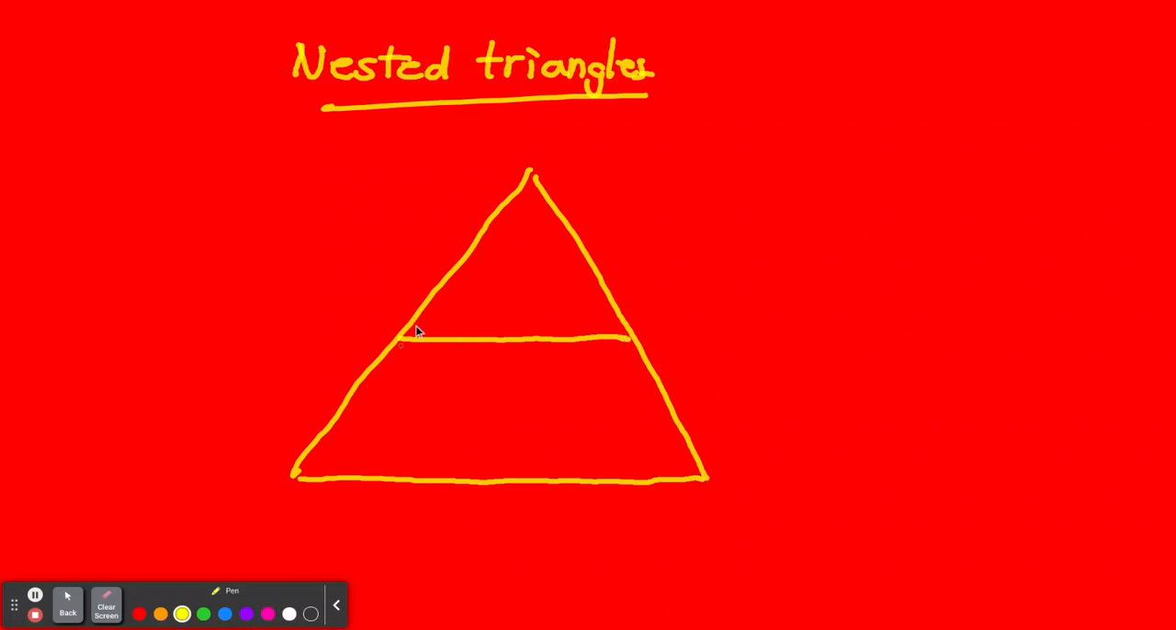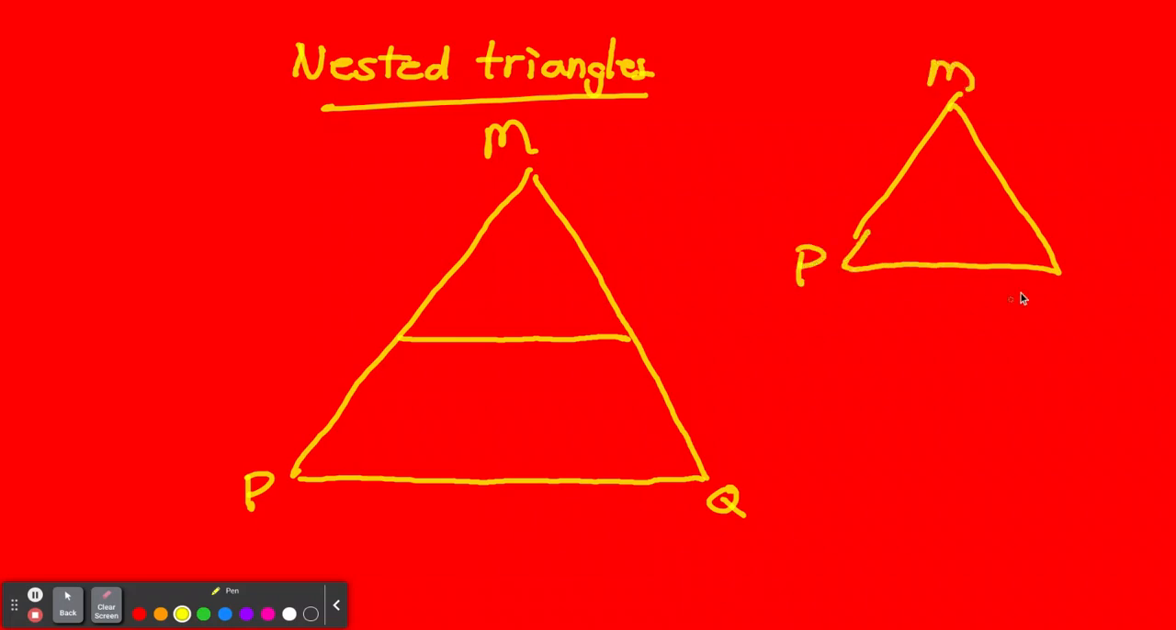So let's label them. We'll have this M. We'll put this one P, Q. So we have a big one over here. Just to draw it out, M, P, and Q. And over here we'll just call it S and T. Why not? So then we have another one over here. We have S, M, and T. So now we have these two triangles, and they're nested.